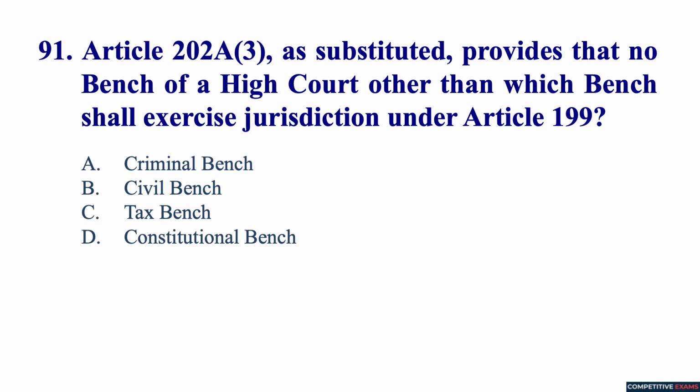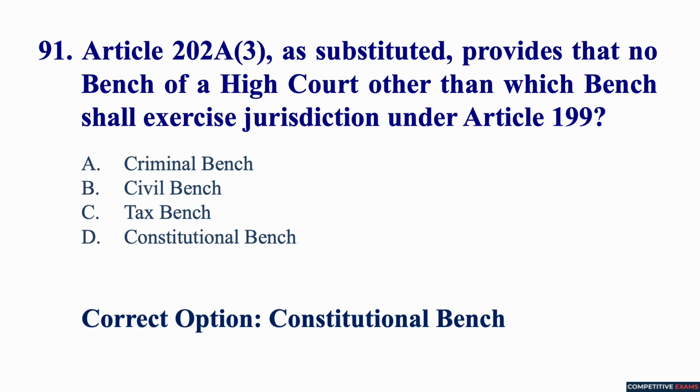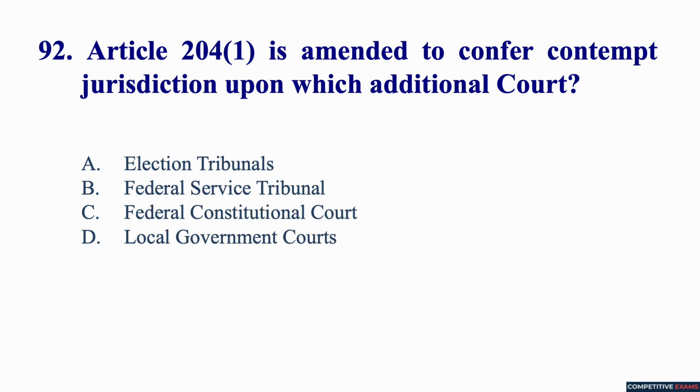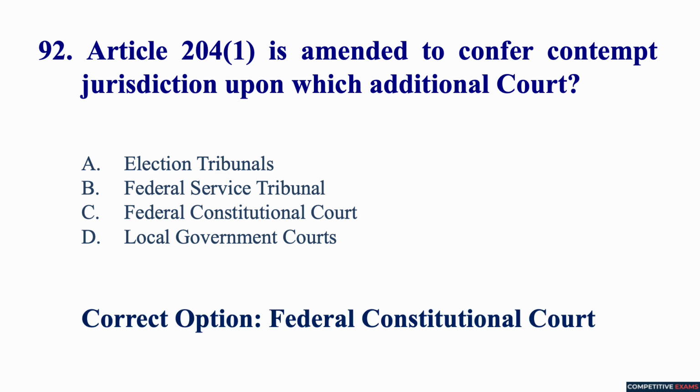Article 202(a)(3), as substituted, provides that no bench of a high court other than which bench shall exercise jurisdiction under Article 199? Constitutional Bench. Article 204(1) is amended to confer contempt jurisdiction upon which additional court? Federal Constitutional Court.